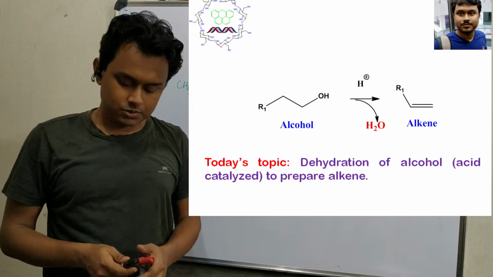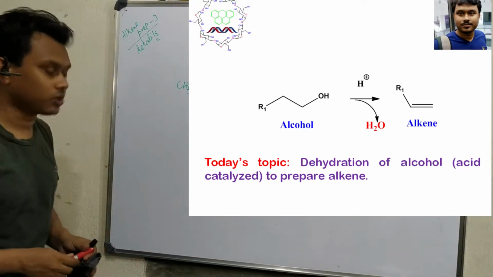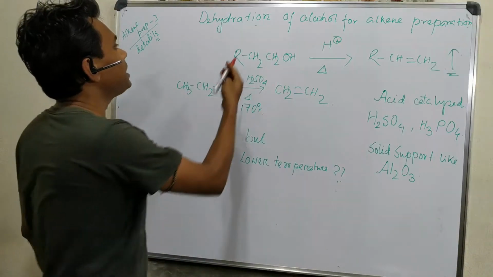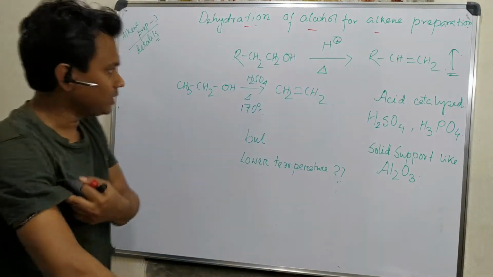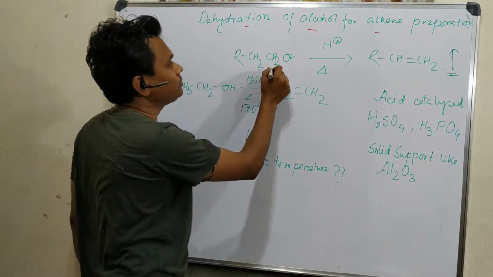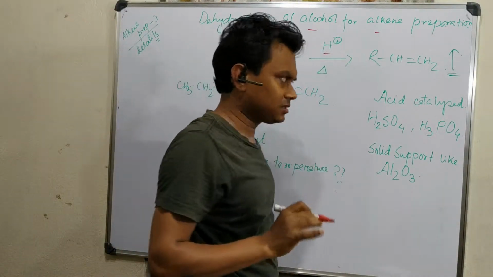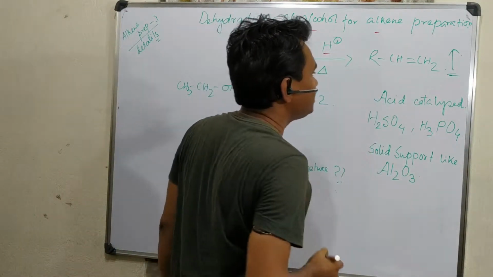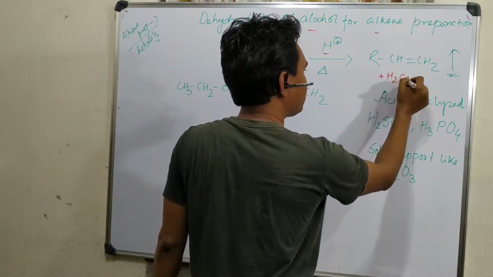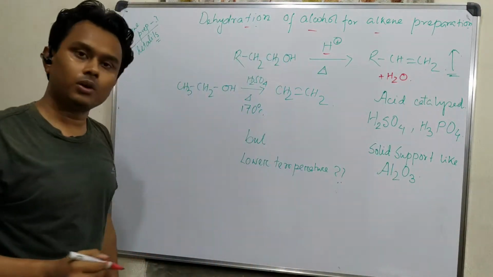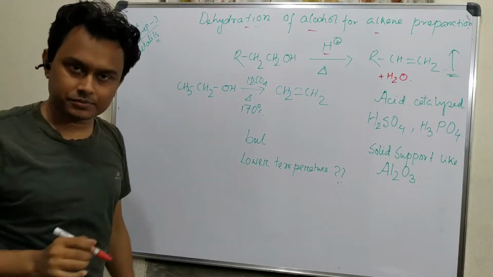So I am Tanmay. Today I shall discuss an important topic, which is dehydration of alcohol for the preparation of alkene. Alcohol in the presence of mainly acid and under heating produces alkene, and along with this, one molecule of water. So this is the reaction.